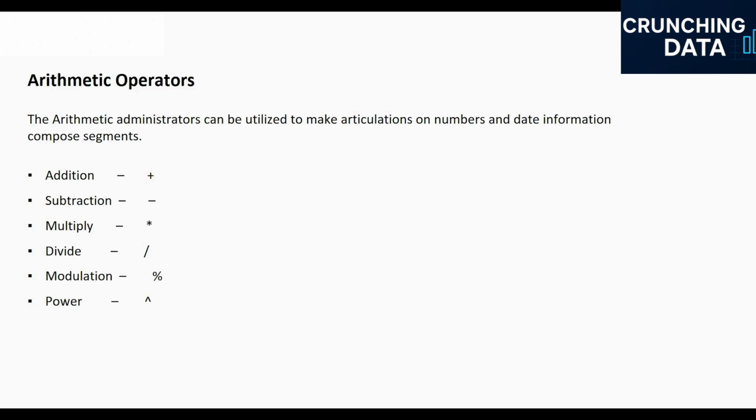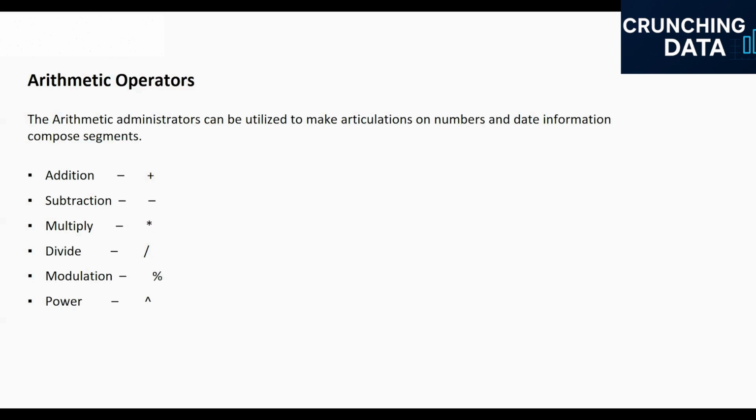Now the next one is subtraction, which is denoted by the minus sign. This helps you to subtract one number from another. You can use this to calculate different kinds of fields like profit margins by subtracting the cost from the revenue. The third one is multiplication, which is denoted by the asterisk sign.